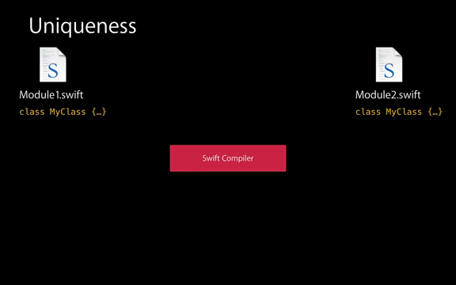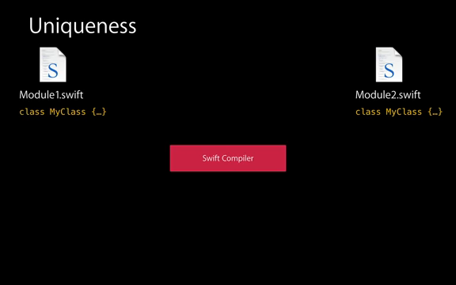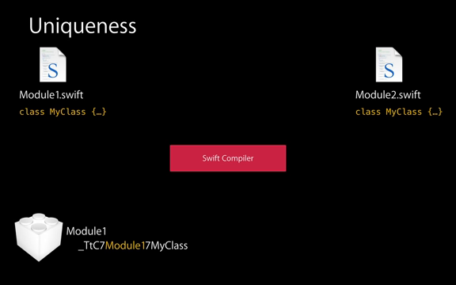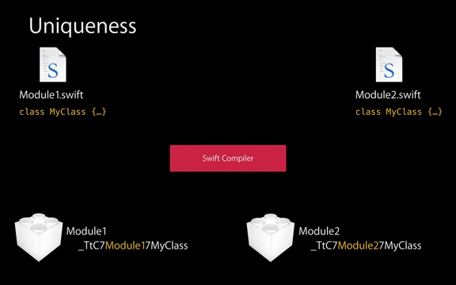They want to submit their code to the Swift compiler. The first guy goes on and does it. As a result, he gets a compiled version of his code where his class is actually called Module1.MyClass. We'll get back to that in a second. When the second guy does that same thing, he tries to compile, and his class actually gets called Module2.MyClass. Now they don't clash anymore. Module1.MyClass, Module2.MyClass.